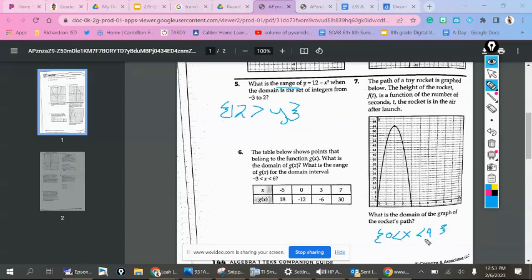The only thing I'm missing here is that this is less than or equal to, because these are solid dots that we are given. Okay, so now we're going to flip over to the back. There are 2 more questions we're going to do on the back, 9 and 11.